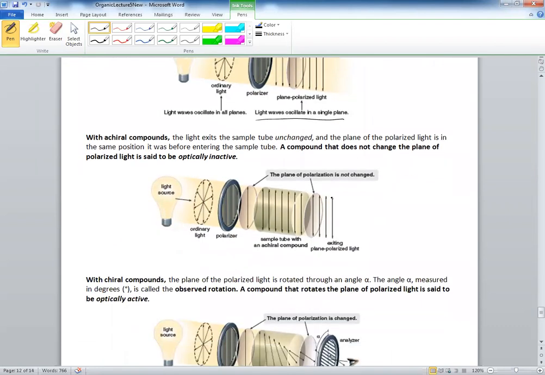The interesting thing is if we have achiral compounds and you put that in here, and the plane polarized light is interacting with the achiral compound, it is not going to change the plane of the polarized light. So you put an achiral compound here, nothing is going to happen. The light is going to come out plane polarized. So we say it's optically inactive. Keep that in mind. Optically inactive means it does not interact with the plane polarized light.